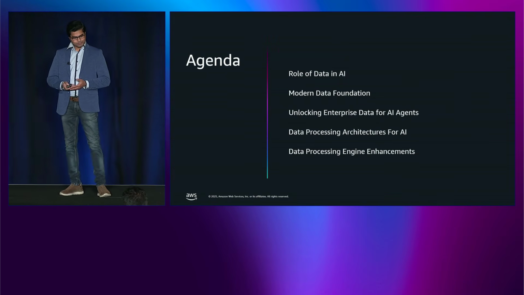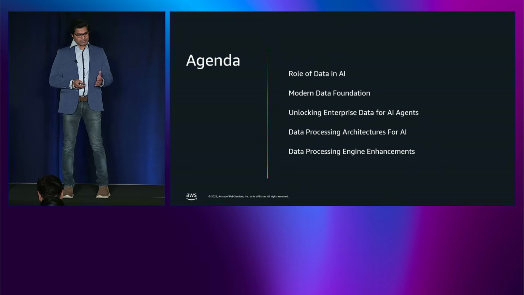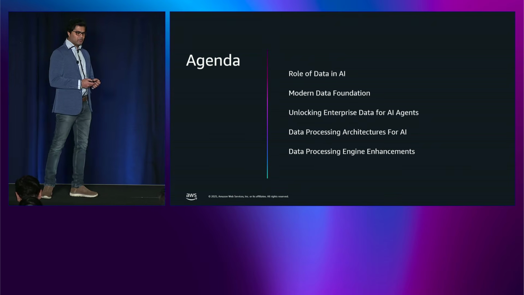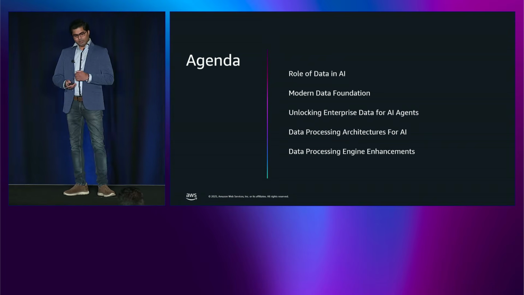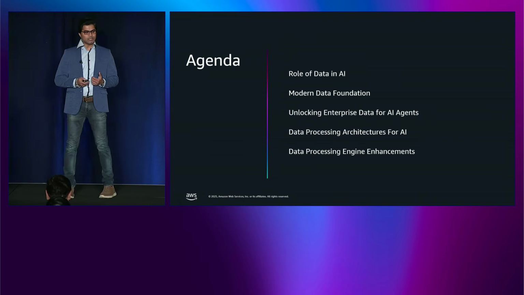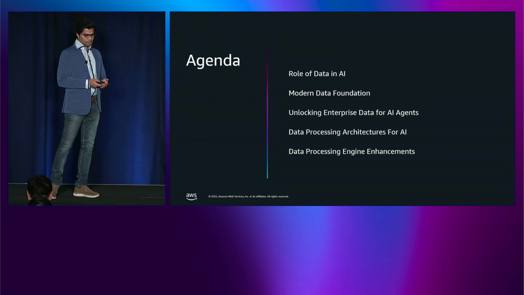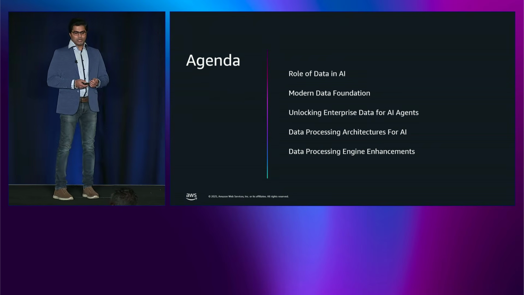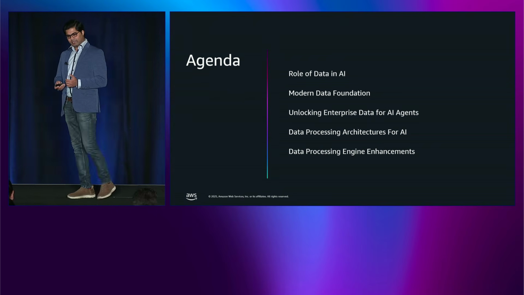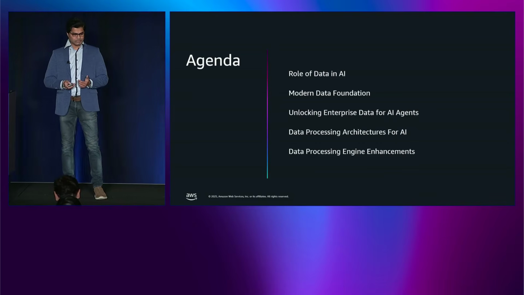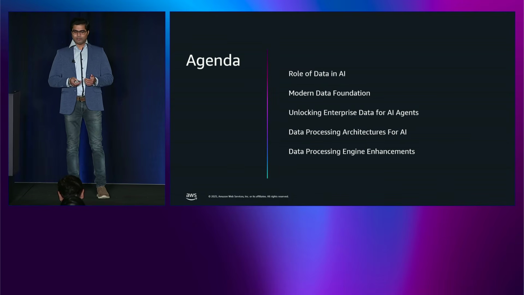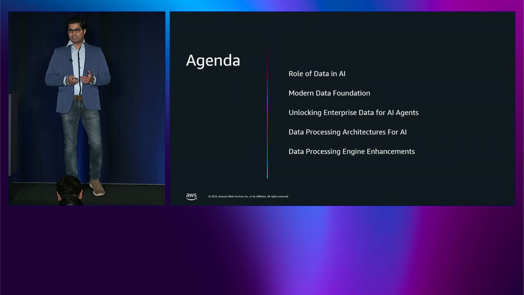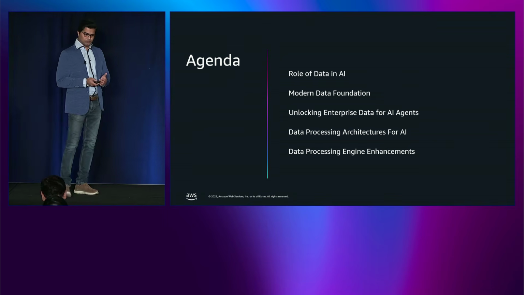Let's get started. So this is a very high-level agenda that we will cover. First, we will try to highlight what is the role of data in AI. And then we will try to revisit what are the foundational pillars for a modern data foundation. Then we'll go deeper into how do you unlock your existing enterprise data for your AI agents. And then Radhika will go deeper into what are the enhancements we have done to our AWS data processing engine that is related to security and productivity.